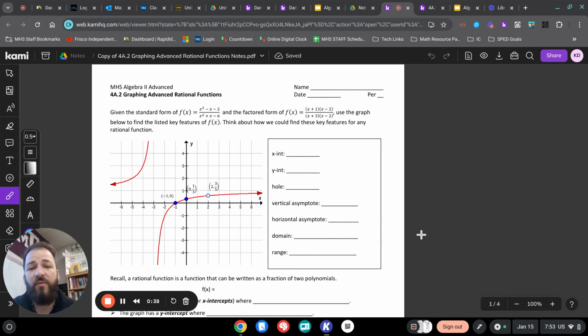I've given you the standard form of f of x and the factored form of f of x, as well as a graph. I want you to fill in those key features there on the right. We've talked about most of those already. Yes, you can clearly see them on the graph, but using the graph, the standard form, and the factored form, how could you find some of that information maybe if you didn't have a graph? So if I took that graph away, could you find all of our key features just from the equation? Go ahead and pause me and think about that for a little bit, and then we'll go over it.